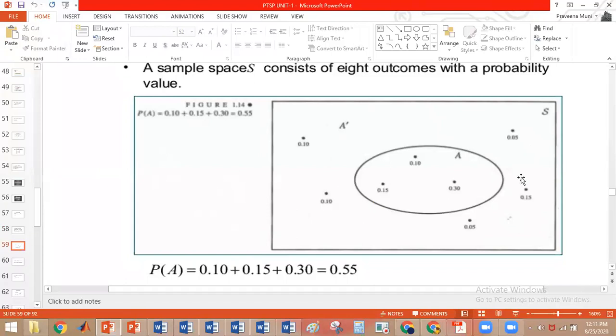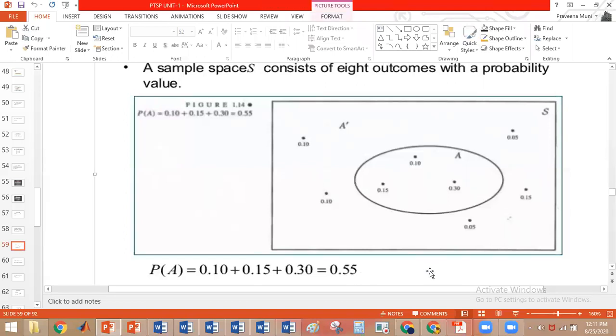Now, what is the probability of event A? What are the elements in event A? These are called simple events. The sum of the probabilities of the simple events contained in event A is called the probability of A. So that is 0.1 plus 0.15 plus 0.3. So the probability of A is equal to 0.55.